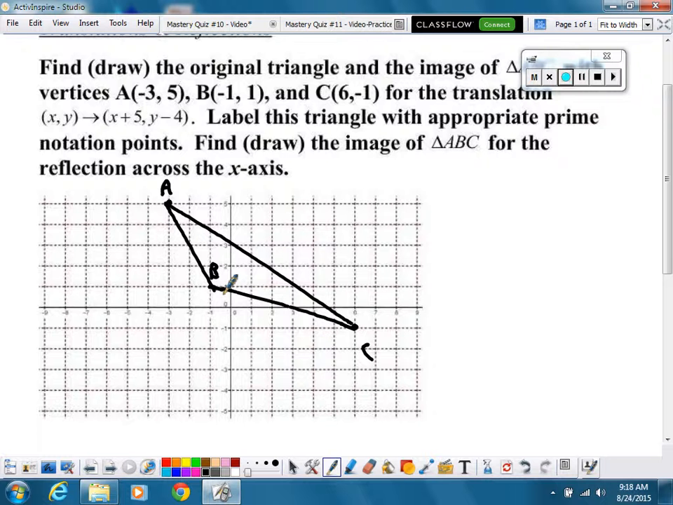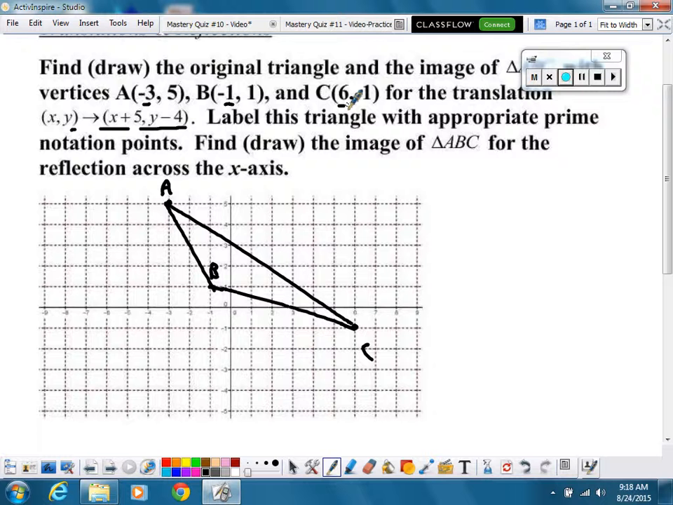First thing I want to do is translate that using the translation notation up above here: x plus 5, y minus 4. You can do this a couple different ways. What the notation means here, it says x plus 5. It means for every x coordinate in my points, I'm going to add 5 to it. And what that's going to do is basically push my triangle 5 units to the right since I'm adding 5.